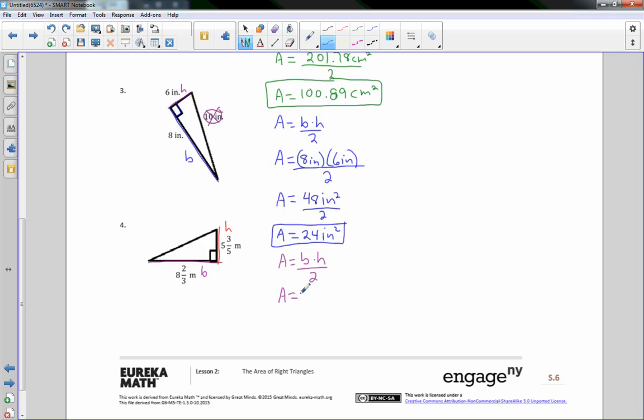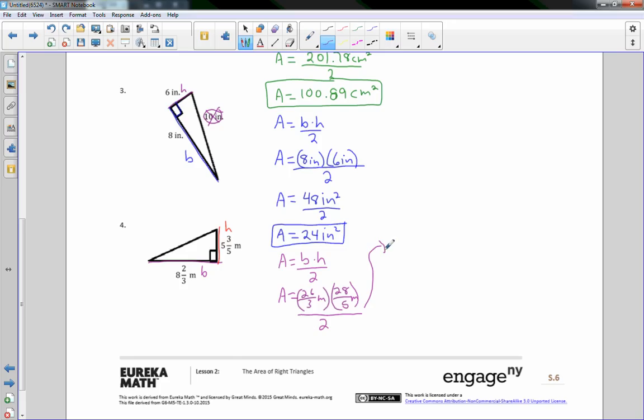Substitute in the givens. My base is 8 2/3 meters. Since I'm multiplying fractions, I'm going to make them improper. 3 times 8 is 24, plus 2 is 26, over the original denominator, meters. 26/3 meters. 5 times 5 is 25, plus 3 is 28. 28 over the original denominator of 5 meters. All divided by 2.